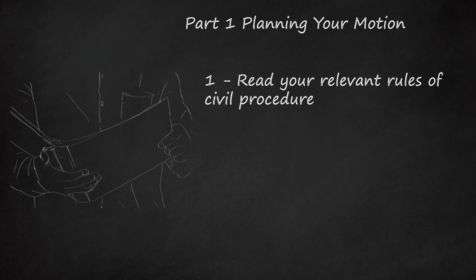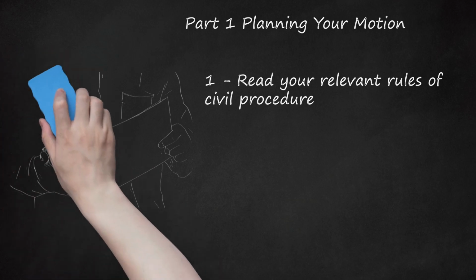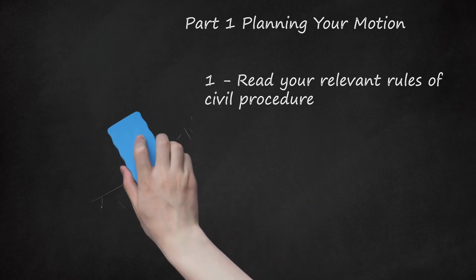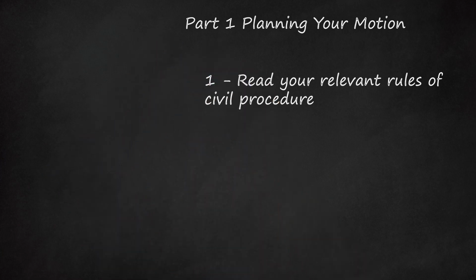In federal court, Rule 60 of the Federal Rules of Civil Procedure applies to motions to set aside court judgments. You can find the rule online. Your state court will have a different rule. You can find your state's rules of civil procedure and read them. Most states have published their rules online.